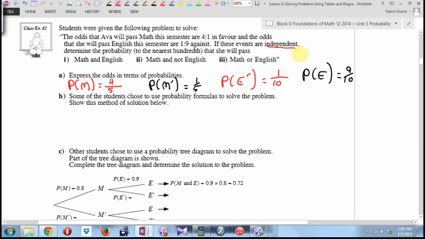So, Rachel, what's the first thing they want me to find? Find the probability of what? This one here. Oh, math and English. Say it again. Math and what was the middle word? And. Now, the fact that they're independent means I can just go and means multiply. The probability of math and English is going to be multiply. What am I going to multiply? Math and English.